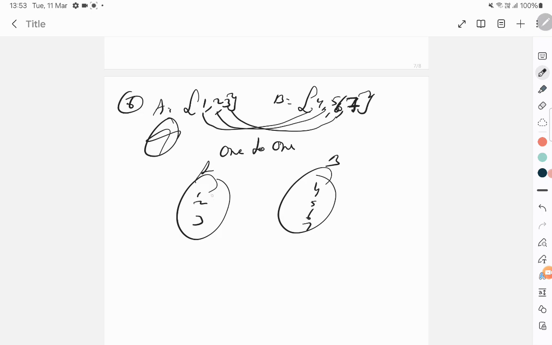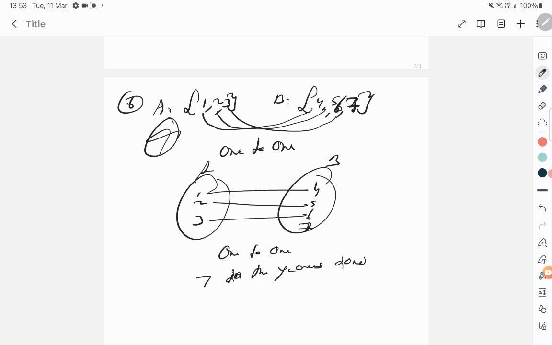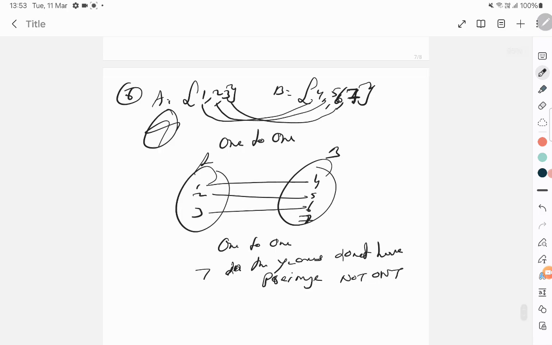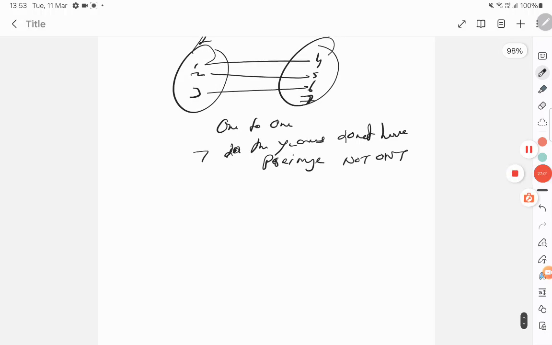1 is related to 4, 2 is related to 5, 3 is related to 6. But 7 is an orphan. So it's definitely 1 to 1. But 7 in the codomain, 7 on the y-axis, does not have a pre-image. That's all, which shows that it's not onto. Such an explanation is enough. Here you don't have to really think about it theoretically.